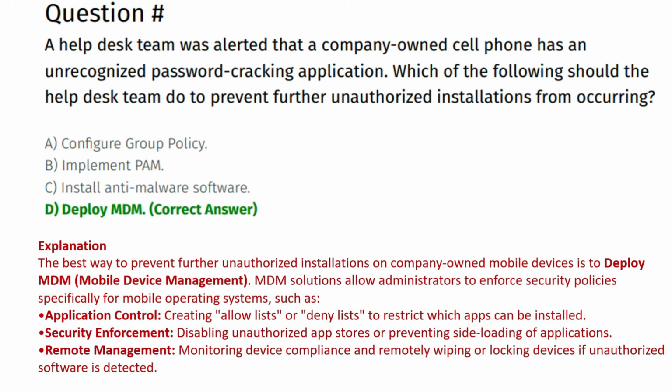The next question is, the helpdesk team was alerted that a company-owned cell phone has an unrecognized password cracking application. So which of the following should the helpdesk team do to prevent further unauthorized installations from occurring? Option A, configure group policy. Option B, implement PKI. Option C, install anti-malware software. Option D, deploy MDM. And the correct answer for this question is option D, deploy MDM. So let's check the explanation.